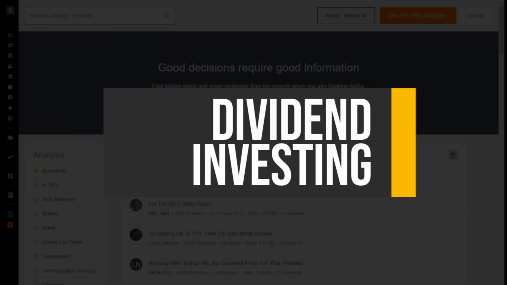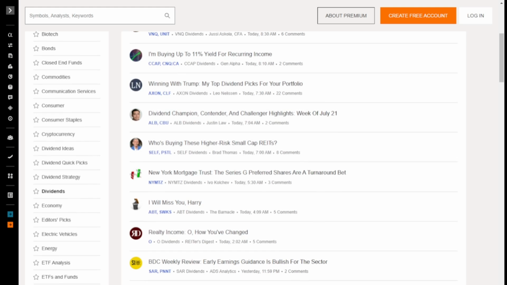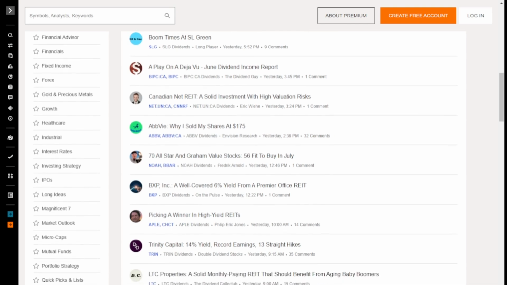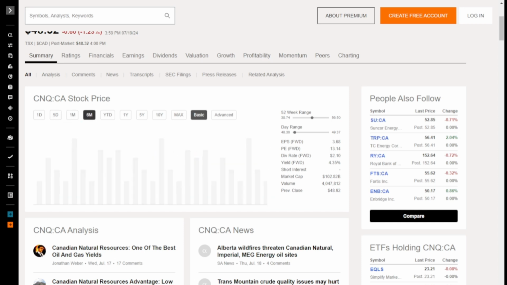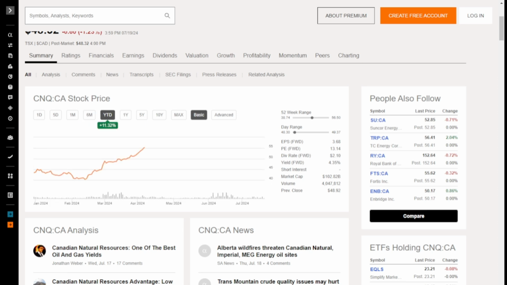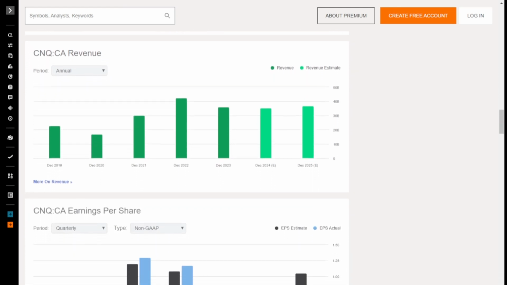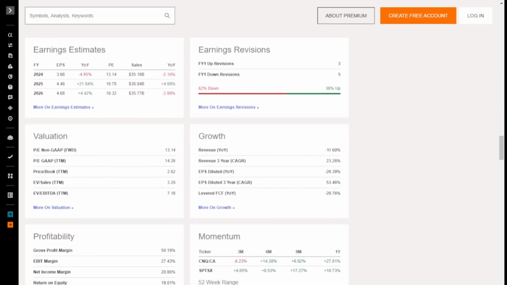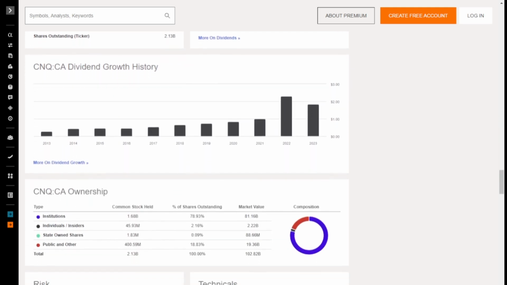Dividend investing. The dividend investing section on Seeking Alpha focuses on high-quality dividend stocks, ETFs, and strategies tailored for income-oriented investors. This feature is particularly beneficial for those seeking to build and manage portfolios that generate stable income through dividends. Investors can explore expert commentary and analysis to identify attractive dividend-paying stocks and funds, enhancing their ability to achieve income objectives. By providing insights into dividend sustainability and growth potential, this section helps investors make informed decisions that align with their financial goals while managing risk effectively.